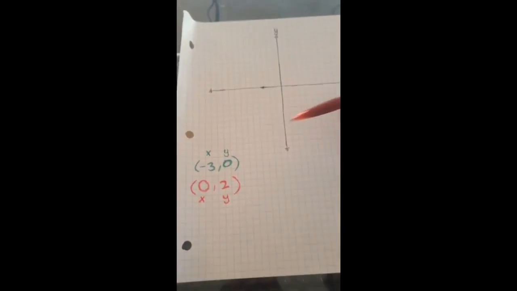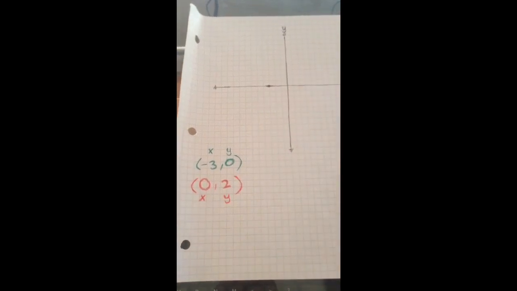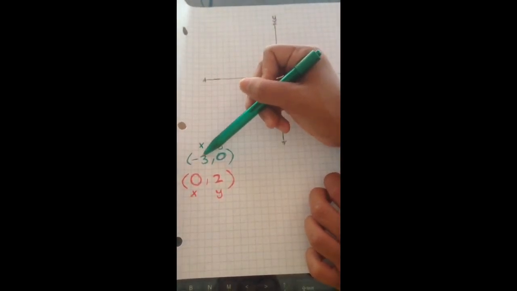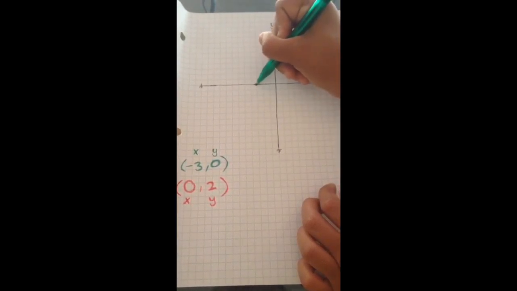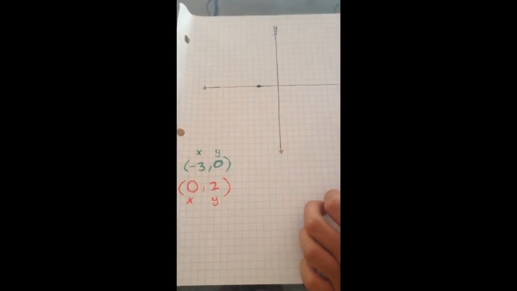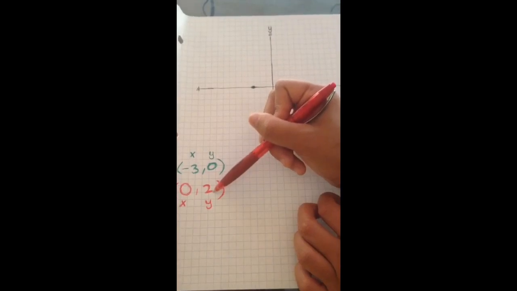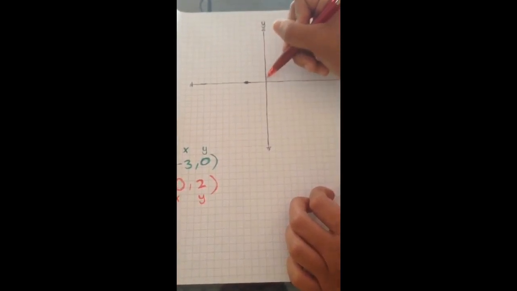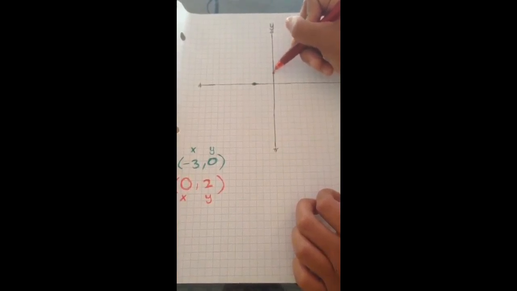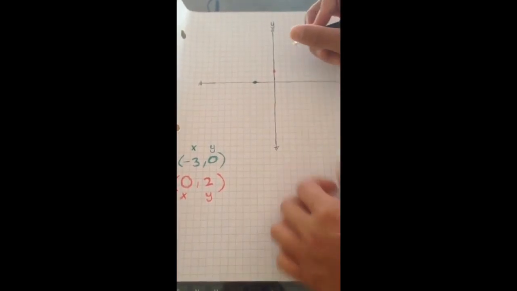All we need to do is plot and connect the points in our graph. So our x-intercept is negative 3. So we're going to plot it on our x-axis. So 1, 2, 3. Negative 3 is here. And then our y-intercept is 2. So we plot the y-intercept on our y-axis. So 1, 2. And now all we need to do is just connect the points.